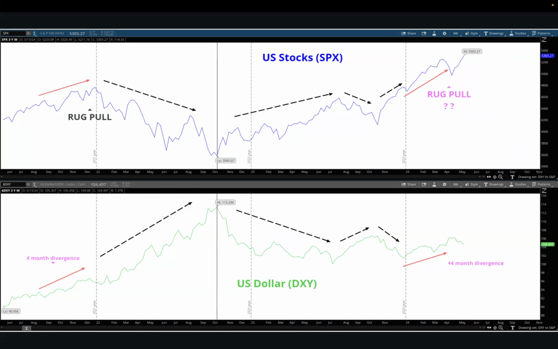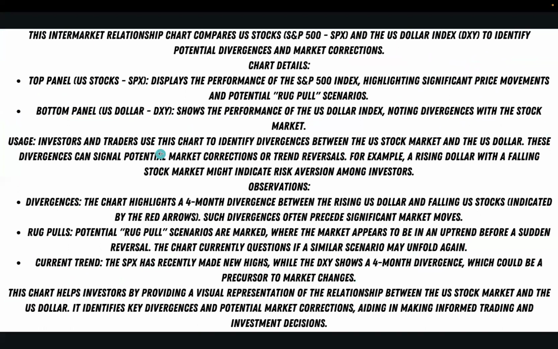If you want stocks to go up, typically you're going to want the dollar to go down, right? A weaker dollar is usually going to be a tailwind rather than a headwind for the stock market. Okay, so that's something you can look at. So once again, this chart helps investors by providing a visual representation of the relationship between the US stock market and the US dollar. It identifies the key divergences and helps identify potential market corrections, aiding in making informed trading and investment decisions.